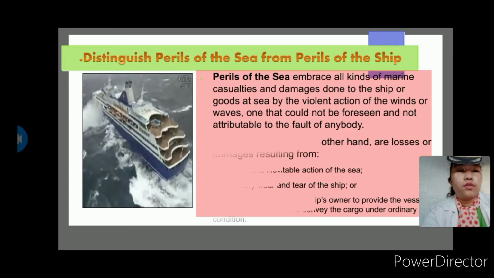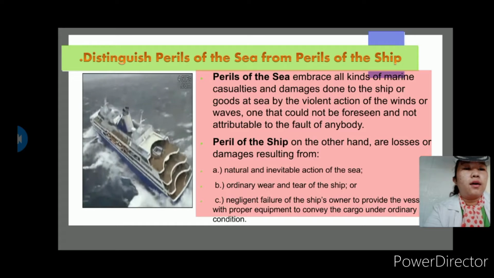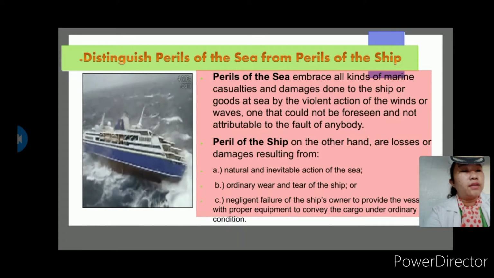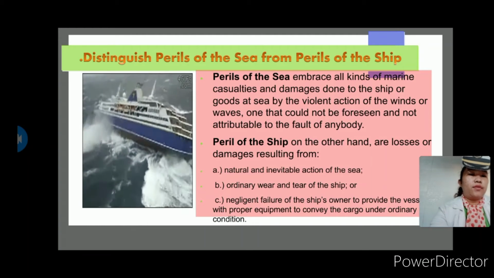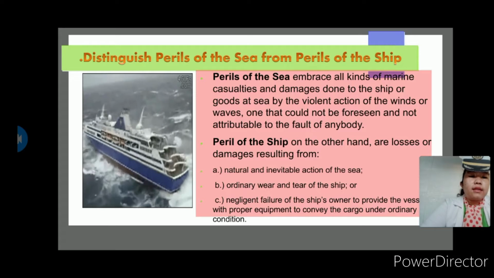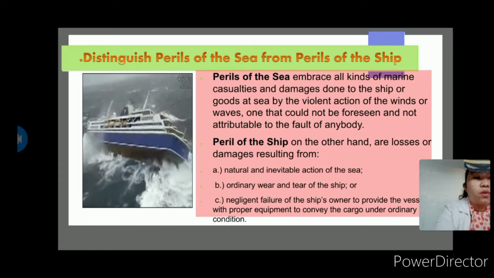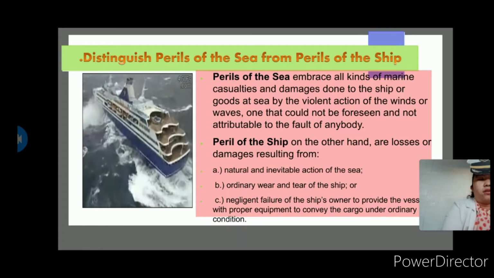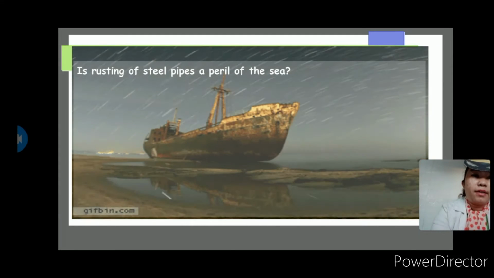Let's go to the perils of the ship. On the other hand, perils of the ship are losses or damages resulting from natural or inevitable action of the sea. We also have the ordinary wear and tear of the ship, or the negligent failure of the ship owner to provide the vessel with the proper equipment to convey the cargo under ordinary condition. So, is rusting of steel pipes a peril of the sea?